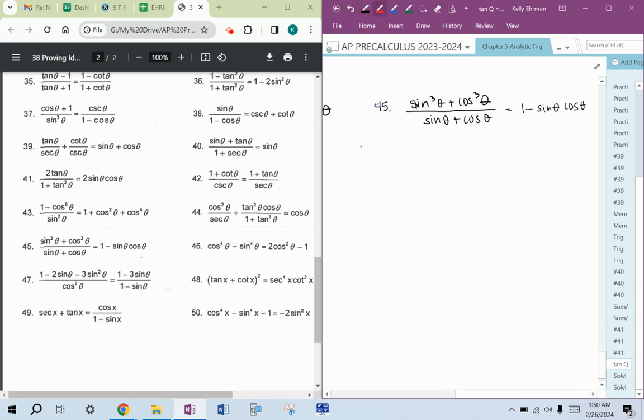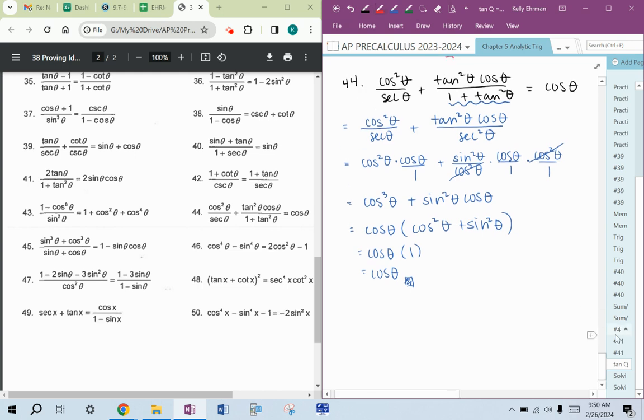So again, higher exponents means begin with factoring. So factor the sum of cubes. It's sine theta plus cosine theta, and then this is sine squared theta minus sine theta cosine theta plus cosine squared theta. All of this is over sine theta plus cosine theta. So we can cancel sine plus cosine theta, top and bottom. And then sine squared plus cosine squared is 1 minus, oops, there's no 2 there, minus sine theta cosine theta. And that's what we were trying to show.